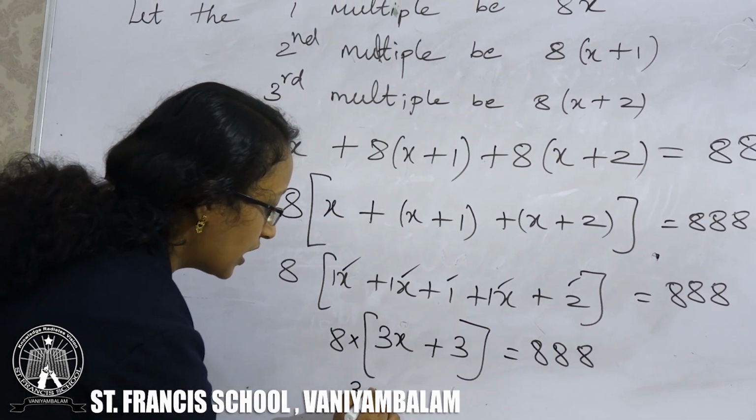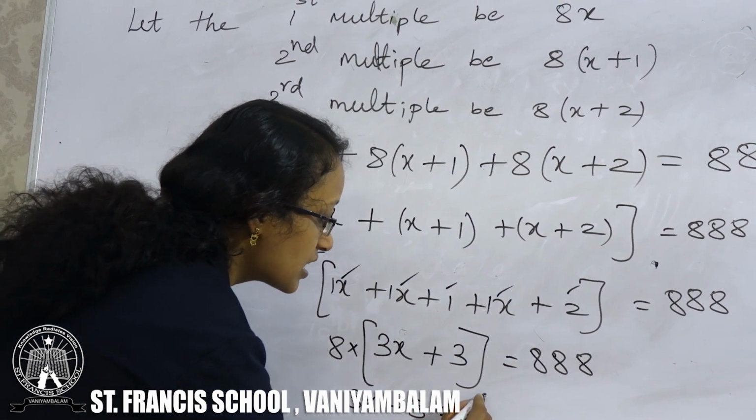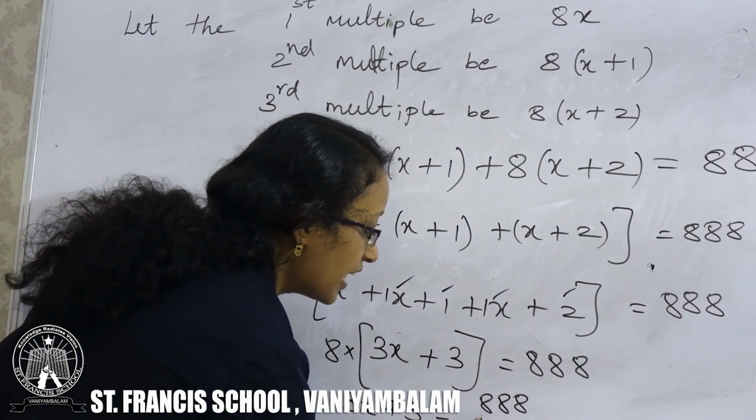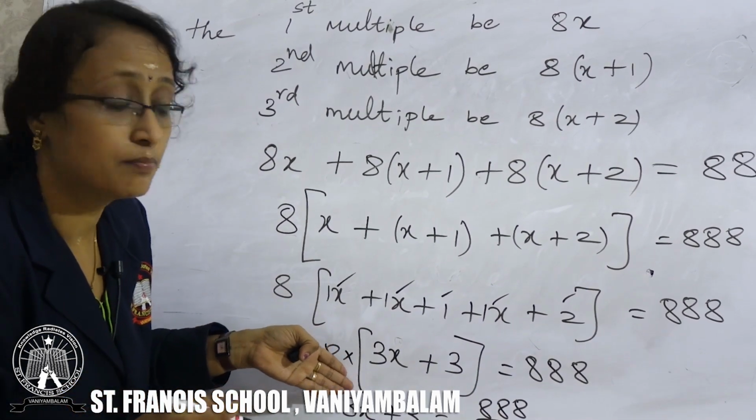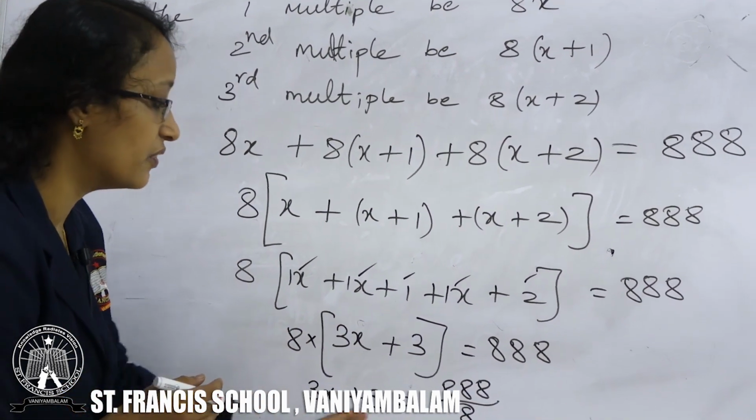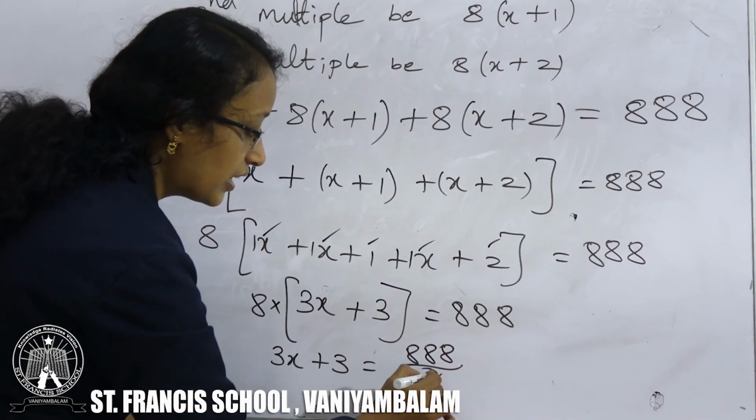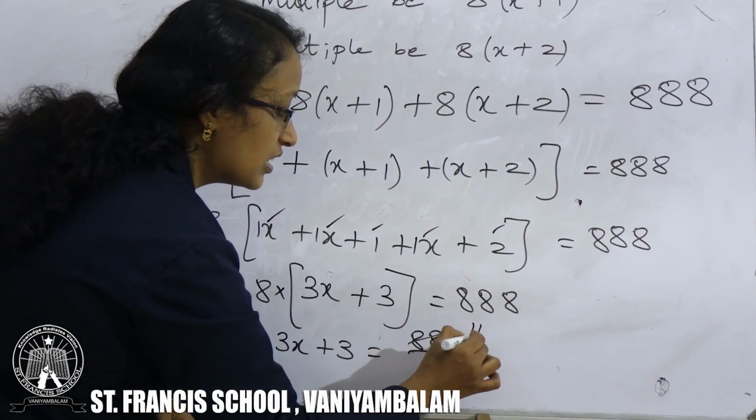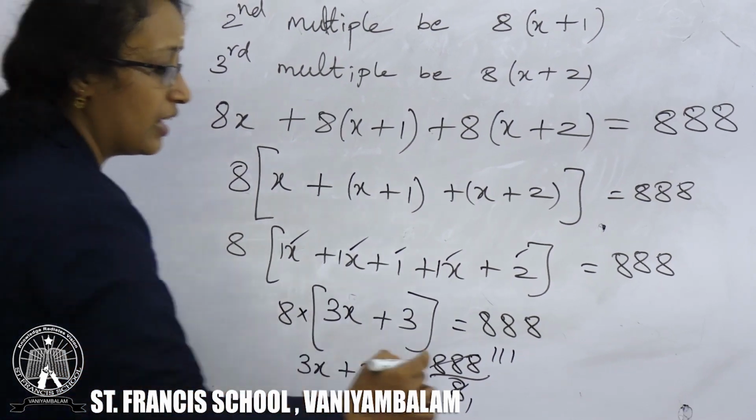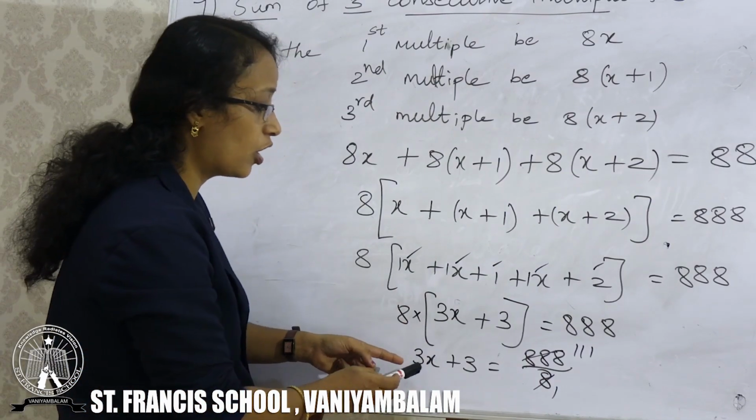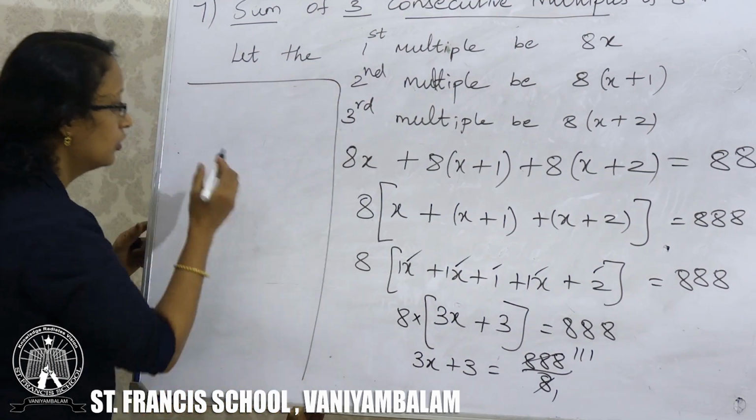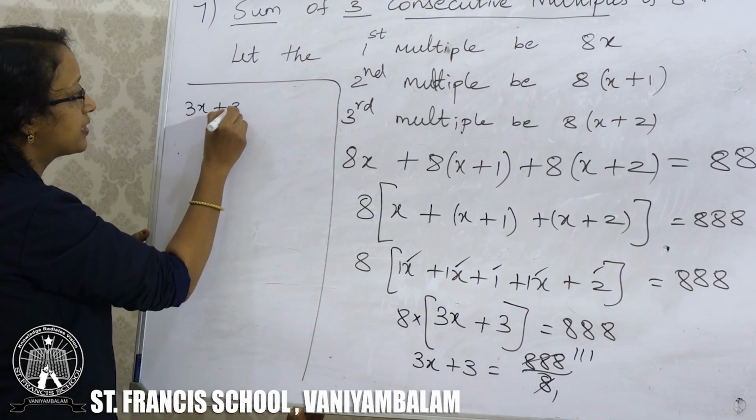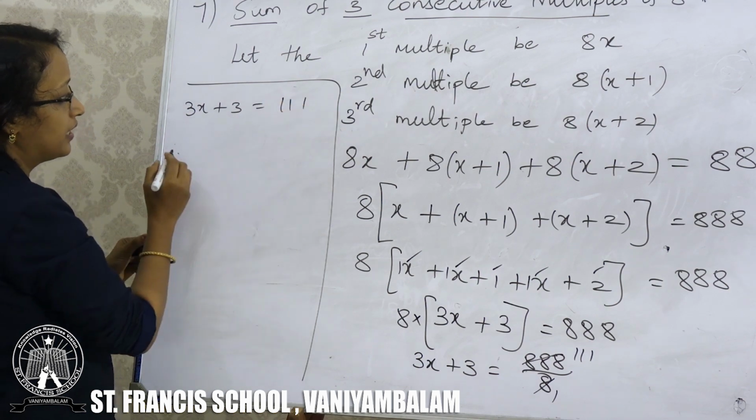So when it goes to the other side, 3x plus 3 is equal to 888 divided by 8, because 8 is in multiplication on the left hand side. When it goes to the right hand side, you get division. When you cancel, you get 111. Now you have 3x plus 3 is equal to 111.